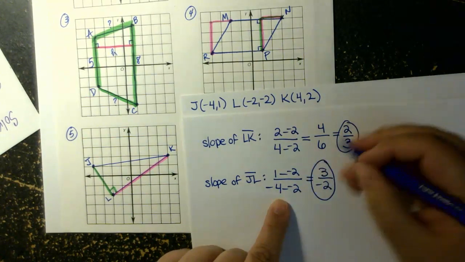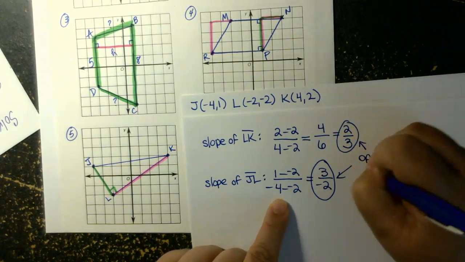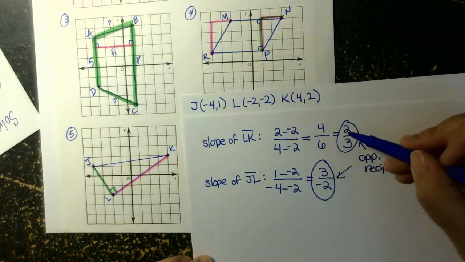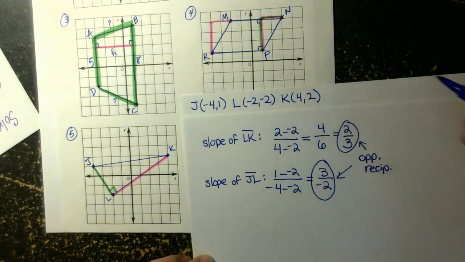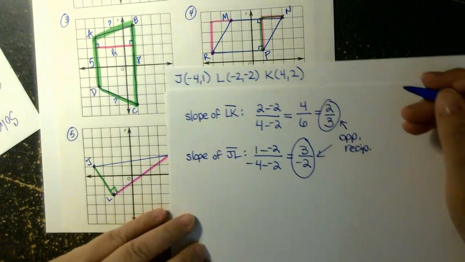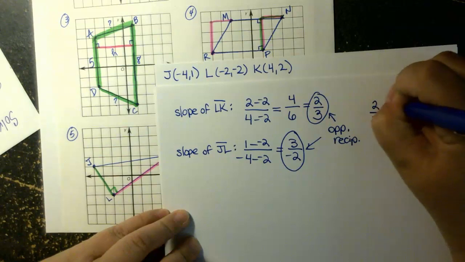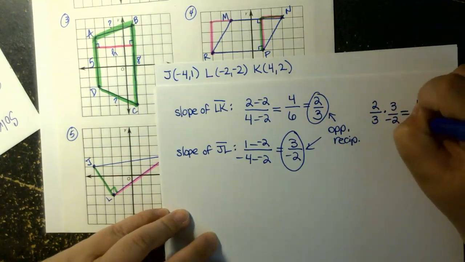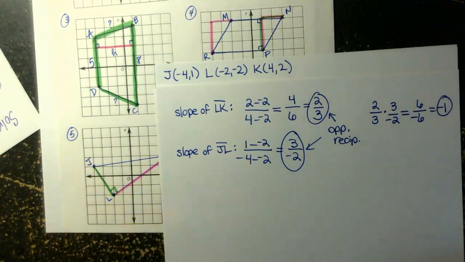Are these numbers opposite reciprocals? Yes, they are. Another way of saying that, by the way, opposite reciprocals means opposite signs. One's positive, one's negative. Reciprocals means flipped over. Another way of noticing that lines are perpendicular is to say that their slopes, when multiplied, should give you -1. And they do. That's a way of checking that we have opposite reciprocal slopes.